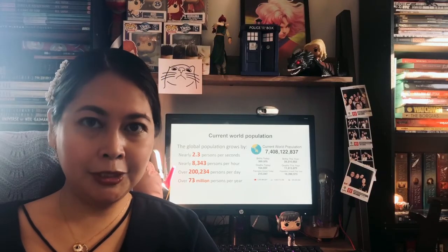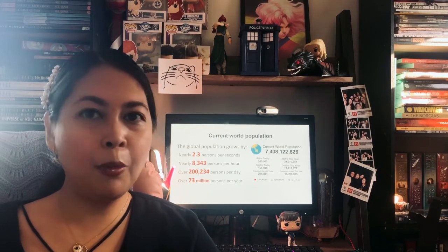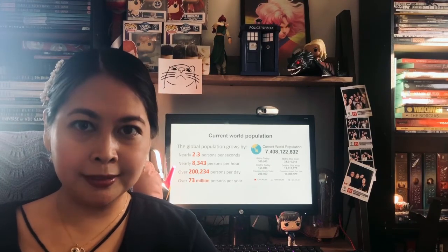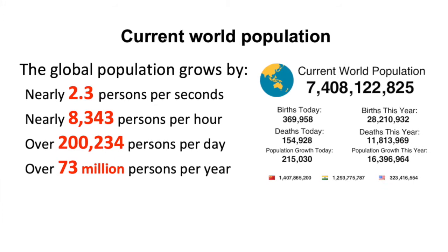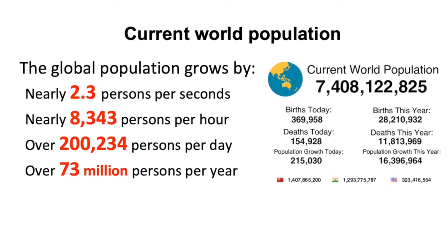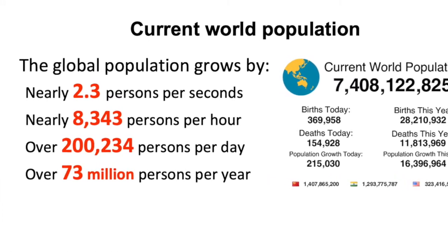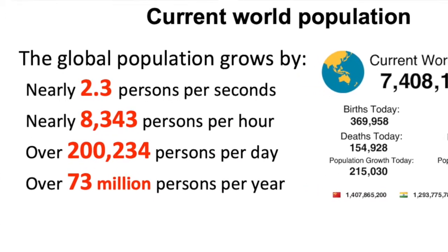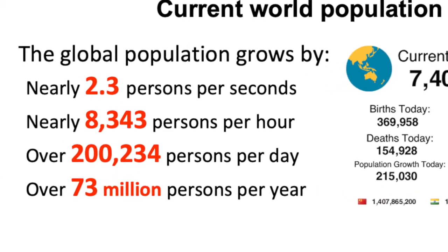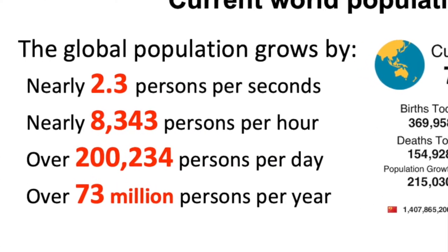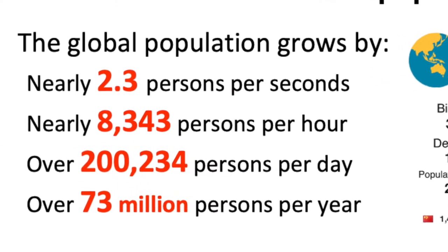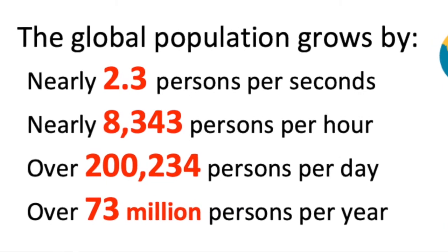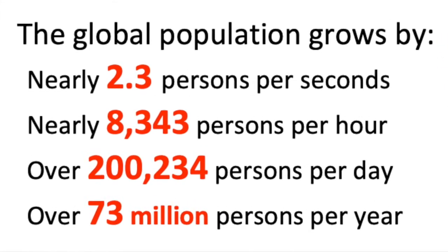Current world population is around 7.5 billion individuals. We are growing at a rate of 2.3 persons per second, 8,343 persons per hour, 200,234 persons per day, and 73 million persons per year. Of course, this can be affected by the current pandemic that we are all experiencing.